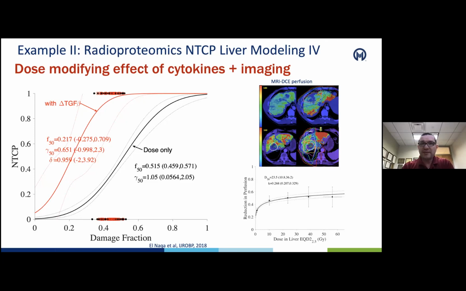So what's the impact of adding additional information to the dissymmetric model? In this case, we're using what's called the parallel architecture model. I'll explain these in the next lecture when talking about normal tissue. Perfusion imaging based on MRI is being incorporated in defining what's called a damage model as a function of the dose that's received by the liver. These are the changes in perfusion that's being observed, adding to that model as well as the cytokine.